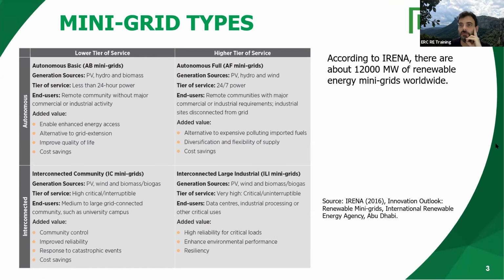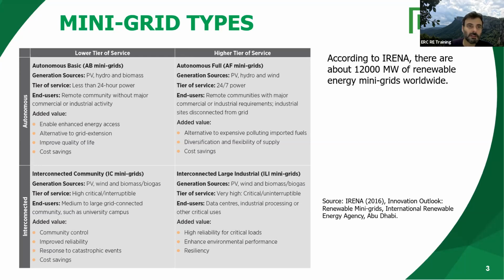This is the International Renewable Energy Agency, which, by the way, estimates that at the moment there are about 12,000 megawatts of renewable energy mini-grids installed and operating in the world. So around 12 gigawatts of mini-grid cumulative power installed at the moment in the world. So it's starting to become an interesting solution, with considerable capacity deployed.